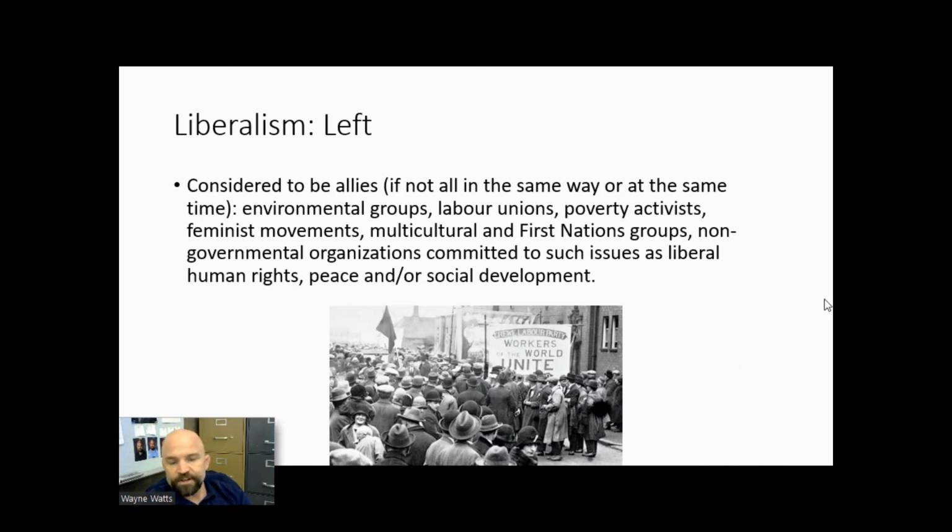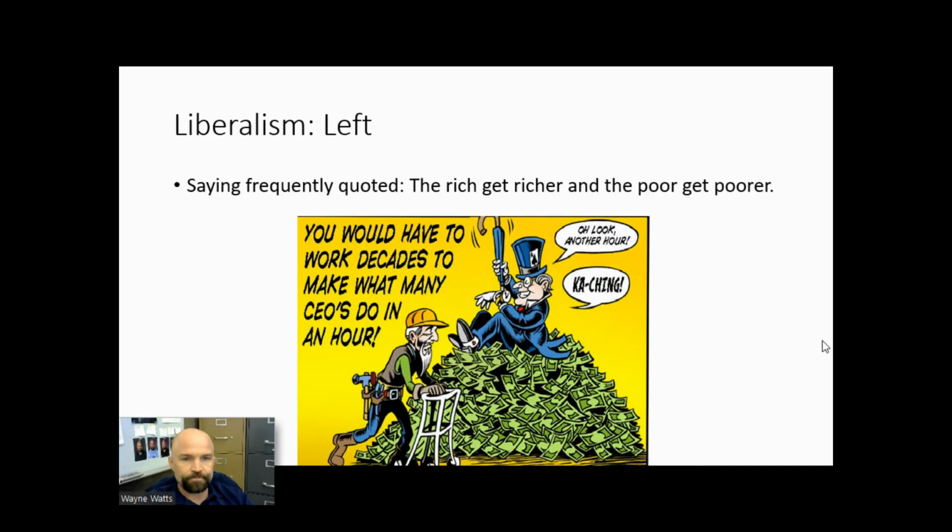Considered to be allies of the liberalism movement, if not all in the same way or at the same time, are environmental groups, labor unions, poverty activists, feminist movements, multicultural and First Nations groups, non-governmental organizations, NGOs, about which we'll have a lot to say coming up later, organizations committed to such issues as liberal human rights, peace, and social development.